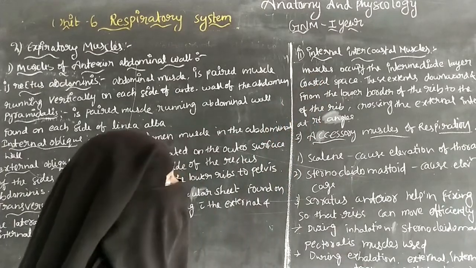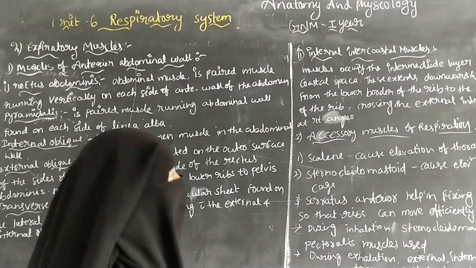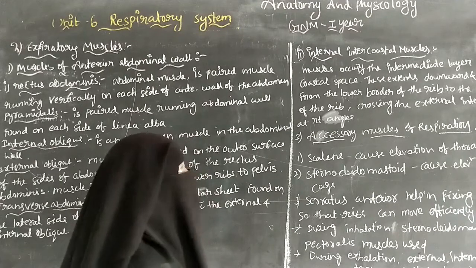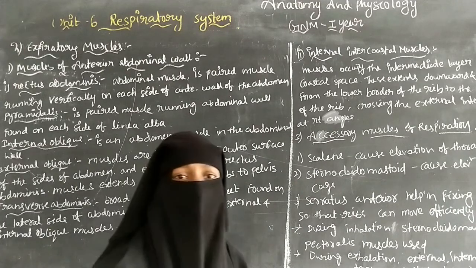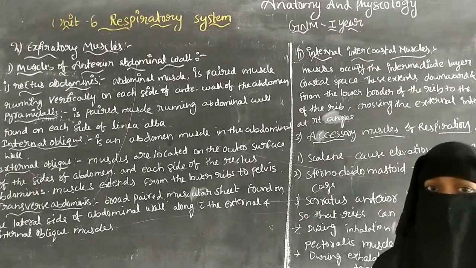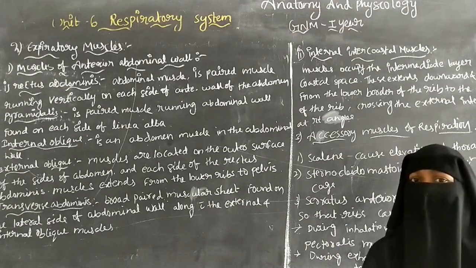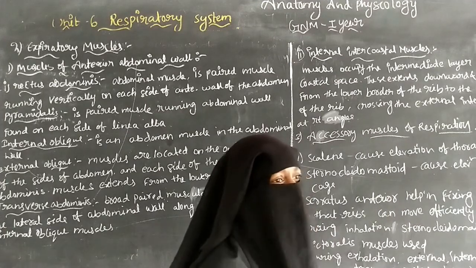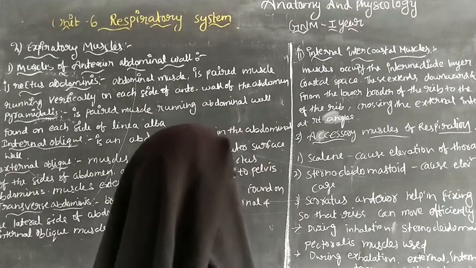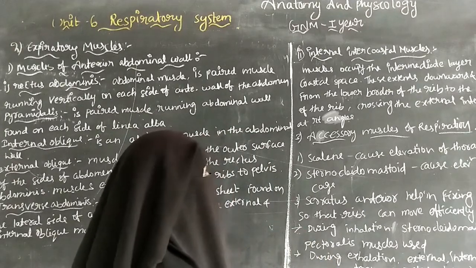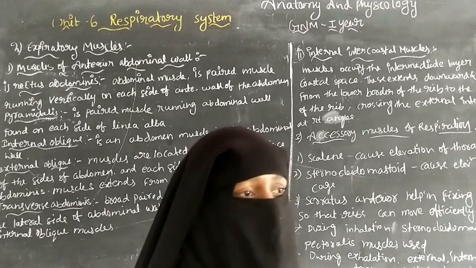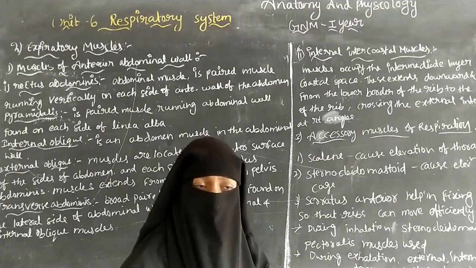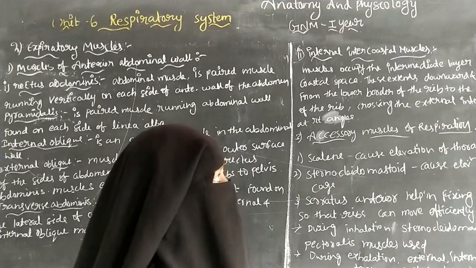The internal intercostal muscles occupy the intermediate layer of the intercostal space. Intercostal space means the space between the ribs. So the space between the ribs is called the intercostal space, and the internal intercostal muscles occupy the intermediate layer of that space.